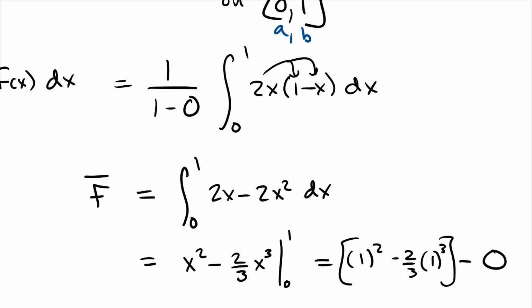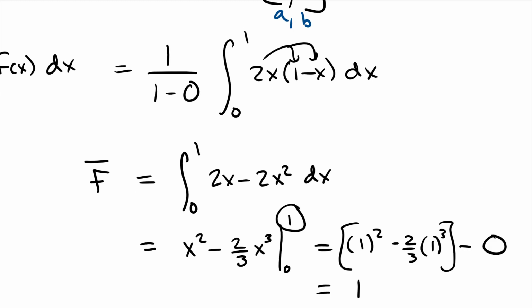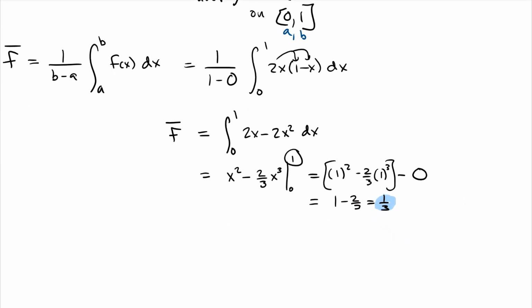And now we just pop in our upper bound, the 1. The zeros at the end, they don't make any difference. Sorry about that. So this is equal to 1 minus 2/3, which is equal to 1/3. Very cool. We found the average value of our function. How nice is that?